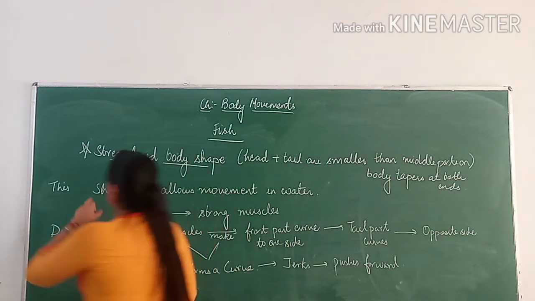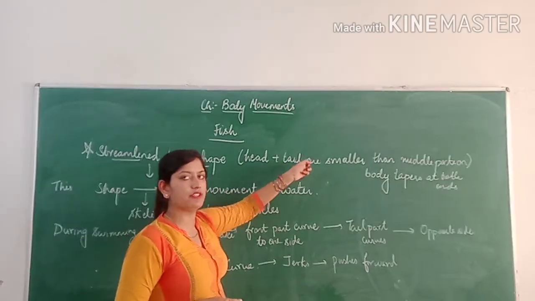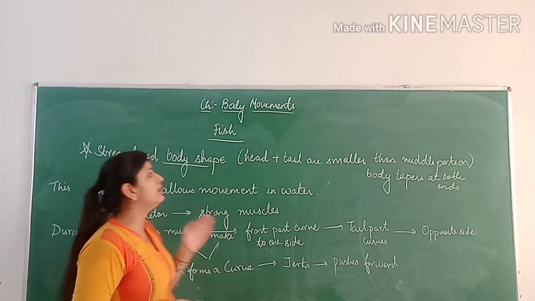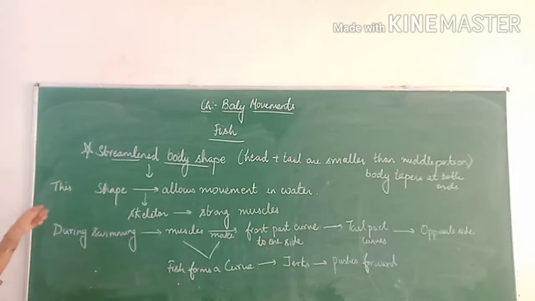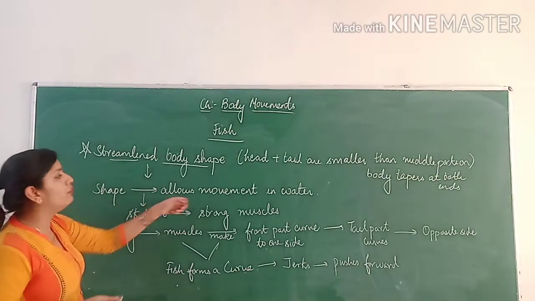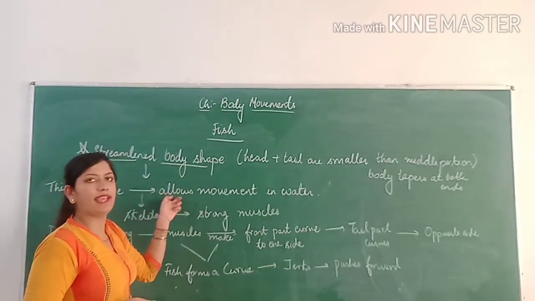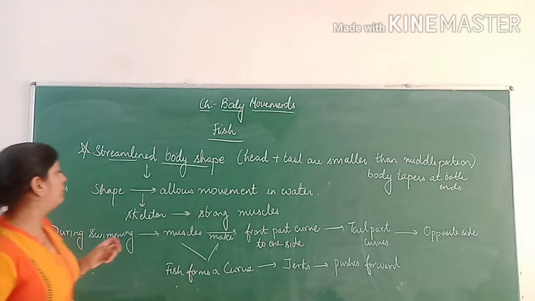So what does streamline mean? Streamline means that the head and tail of the fish are smaller than the middle portion of the fish. Second, this streamline shape allows the movement in water. Because of this streamline shape, the fish is able to move in water.